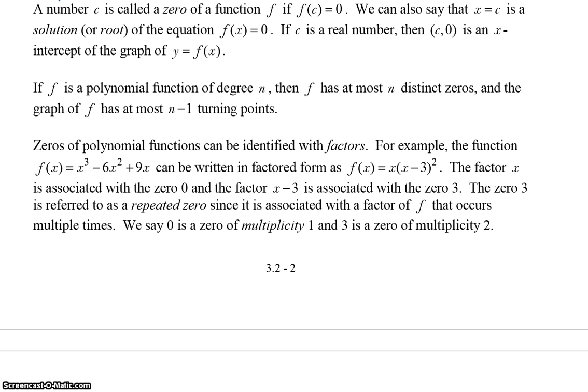We say 0 is a zero of multiplicity 1 because it's associated with a factor that occurs only once, and that factor is x. In our factored form here, we could write that as x to the first power. So the multiplicity would be associated with that exponent. And we say 3 is a zero of multiplicity 2 because when we write its factor with an exponent, that exponent is a 2.